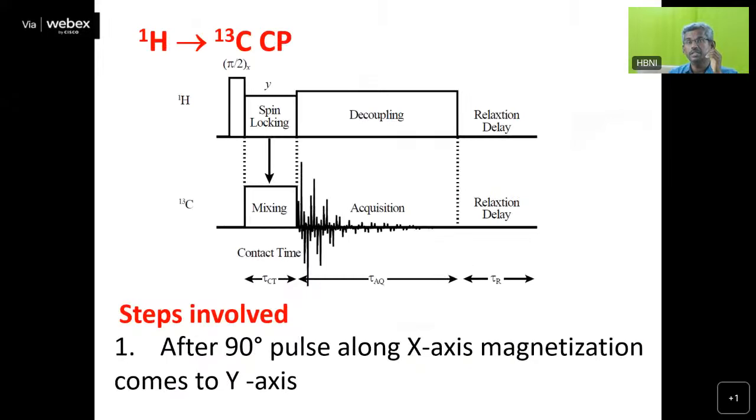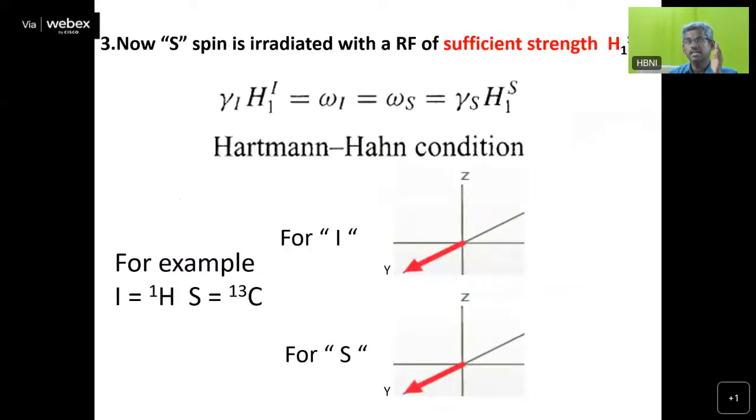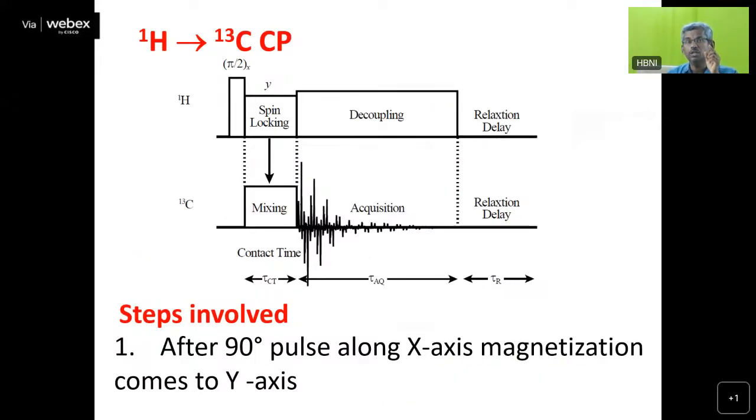So this is the second step. The first step I applied, as told, is a 90 degree pulse. The second step is nothing but the shifting of the RF field to the Y axis so that spin locking takes place. And the third step is what happened. We irradiate the S spin. There are two spins, as I mentioned. One is the I spin, which is nothing but proton, and the other is the S spin, which is nothing but carbon-13. These I and S are only notations to distinguish proton and carbon-13.